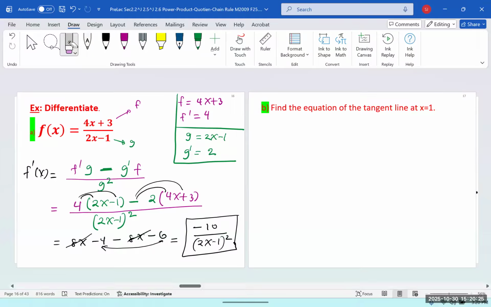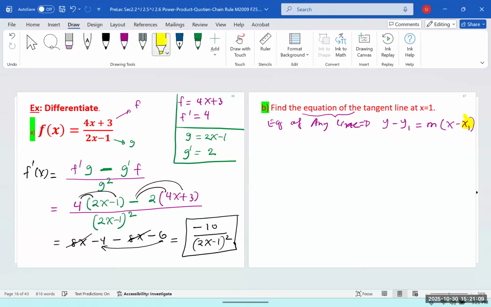Okay, so now we are going to do more here. It says once you have your derivative, find the equation of the tangent line at x equals 1. Do you remember how to find the equation of the tangent line? What is the equation of any line? It's y equals mx plus b, but also there is another one, right? Y minus y1. I like to use this one because we can see what is given and what is not given.